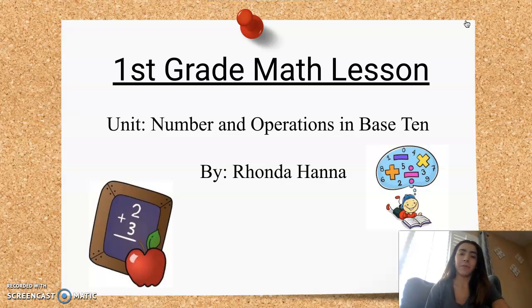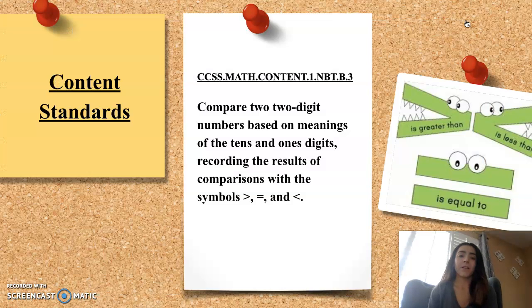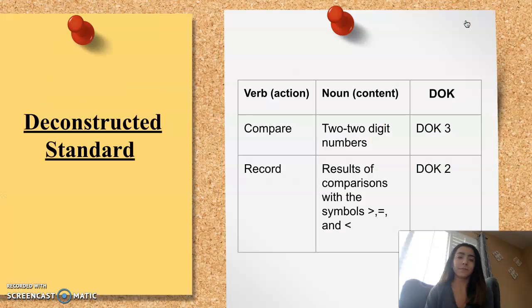Today I will be going over my assessment plan for a first grade math lesson. The unit is Number and Operations in Base 10. The content standard: compare two two-digit numbers based on meanings of the tens and ones digits, recording the results of comparisons with the symbols greater than, equal to, and less than.